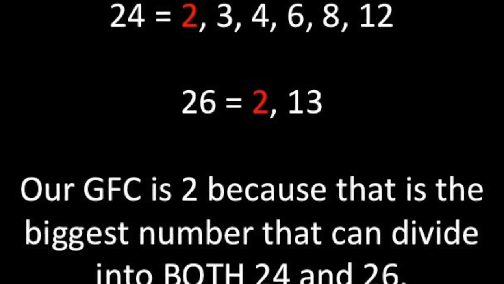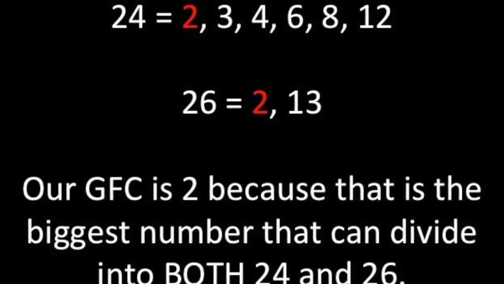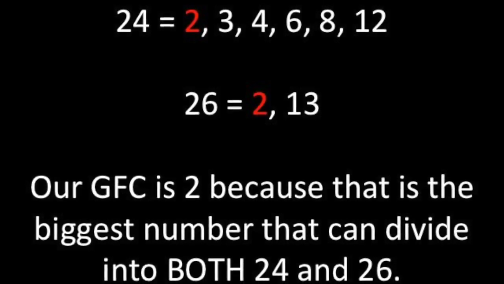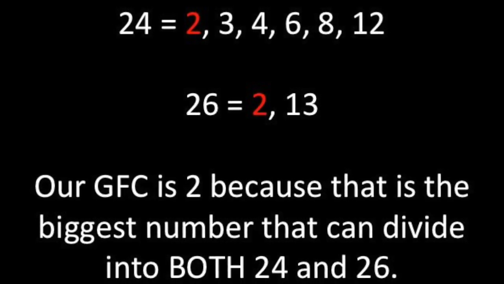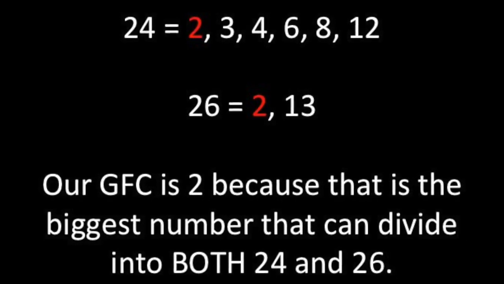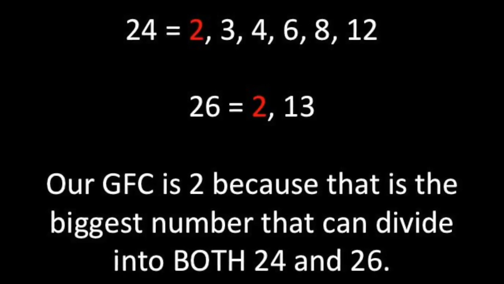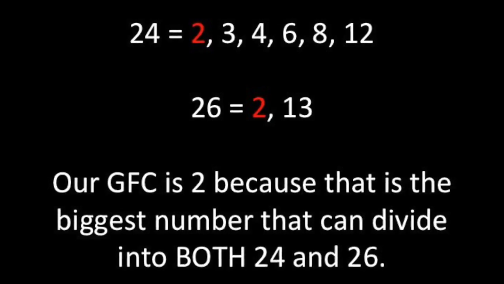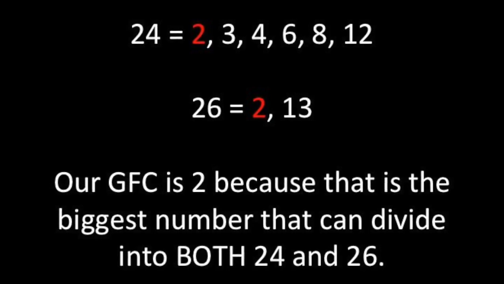How do we know our greatest common factor is 2? Because that's the only number that both these numbers have in common. That is the biggest number that can divide into both 24 and 26. So that is the greatest common factor. So now knowing our greatest common factor is 2, what are we supposed to do next? What do we do with the number 2?